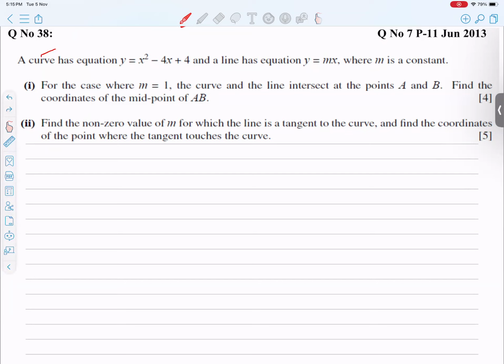He's saying the curve. This is a curve equation, you can read it here. And this is a line equation. Because when the power of x is 1 and the power of y is 1, it is called a line. And when the power is not 1, like 2, it is called a curve.